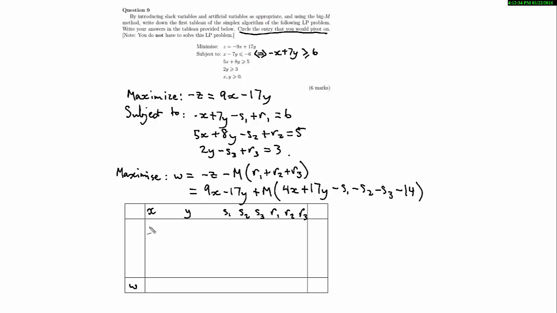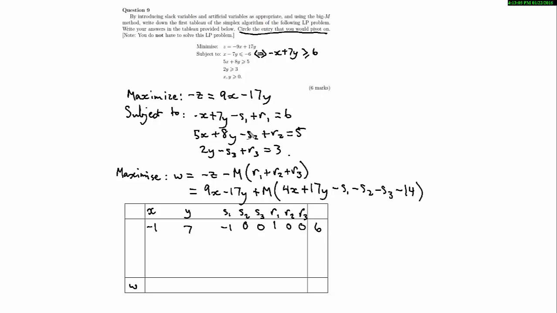Okay, so firstly, let's look at the first row of our tableau here, which will correspond to the first constraint that we're given. Okay, so let's fill in the coefficients in front of each of the variables. So we have minus 1 in front of x, 7 in front of y, minus 1 in front of s1, and zeros for s2 and s3, 1 in front of r1, and then zeros for these two as well, and then 6 at the end here.